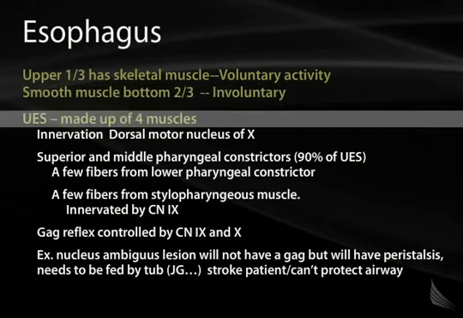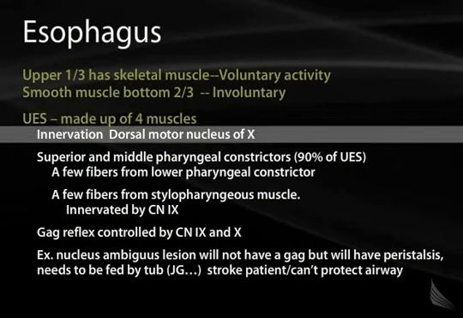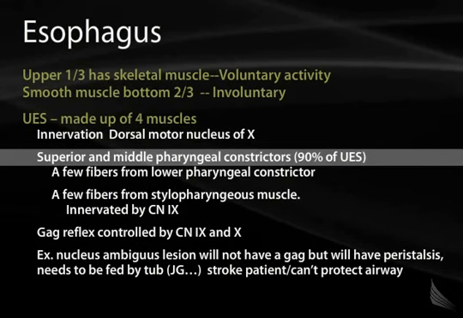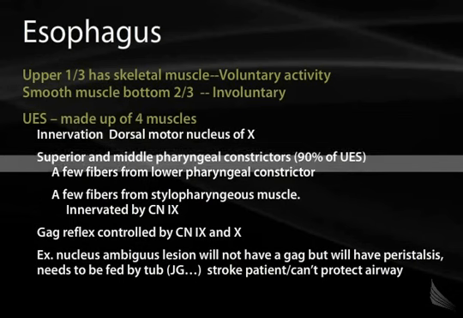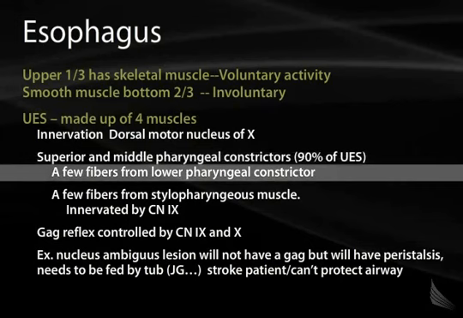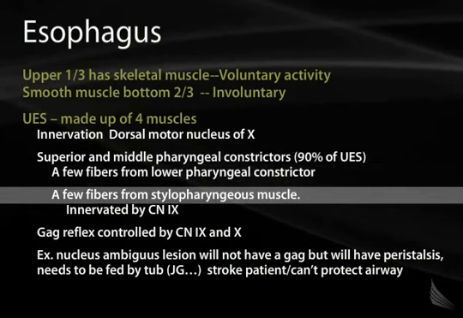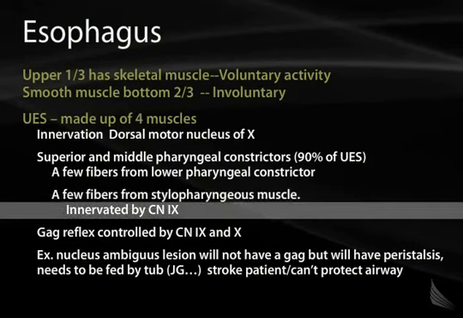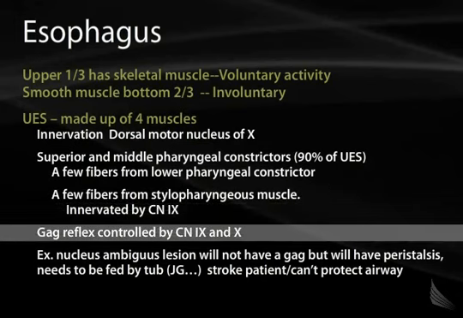The upper esophageal sphincter is made up of 4 muscles. The innervation is via the dorsal motor nucleus of cranial nerve 10. The superior and middle pharyngeal constrictors, which make up 90% of the upper esophageal sphincter, a few fibers from the lower pharyngeal constrictor, and a few fibers from the stylopharyngeus muscle, which is innervated by cranial nerve 9. The gag reflex is controlled by cranial nerves 9 and 10.